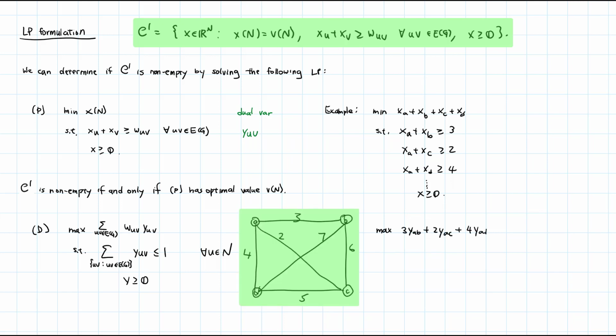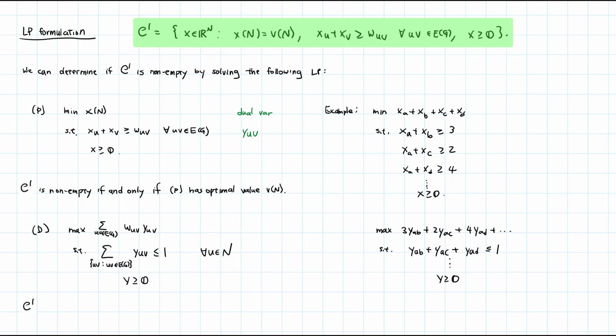The dual for our example is partially written here. We see that vertex A is incident with 3 edges, so there are 3 terms in its constraint. So then script C prime is non-empty if and only if D has optimal value V of N.